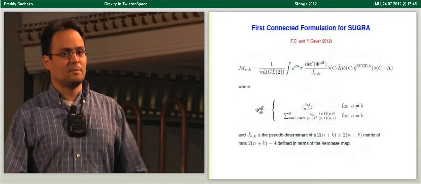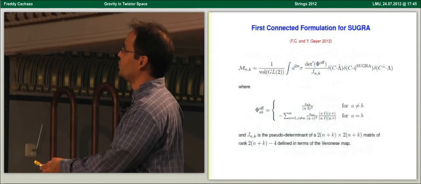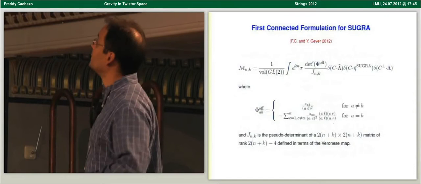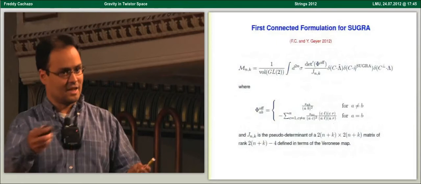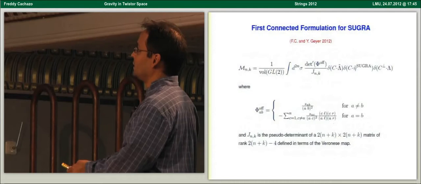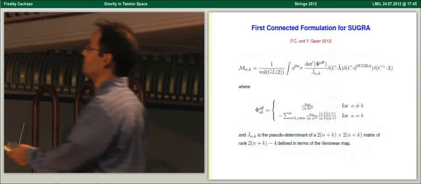You see that it's similar to Hodges's formula, but this is what comes about after using the reduction of the KLT integrand. This J is something that compensates for the weight, because in this case the super twistor space is not Calabi-Yau, so there is something else that has to compensate for the weight, and this J happens to be also a pseudo-determinant of a matrix of this size, but that has rank 2n plus k minus 4. And it's defined in terms of the Veronese map.